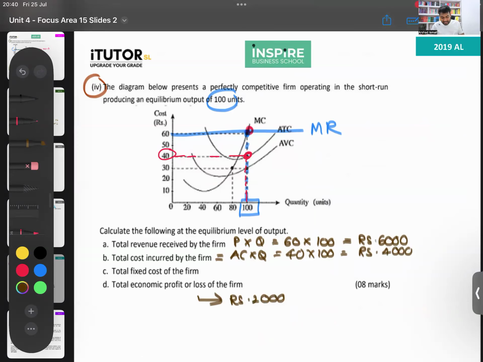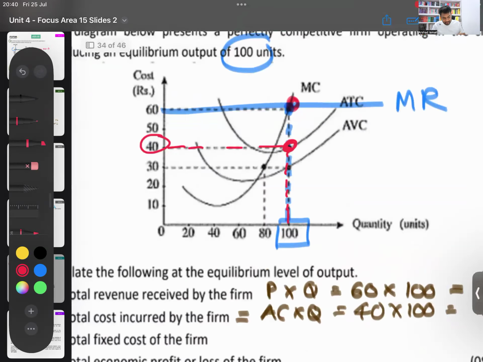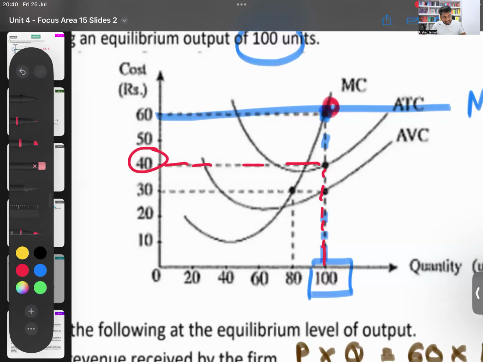Now we come to C. C is asking for total fixed cost. You can do this in multiple ways. One is you can find the average fixed cost multiplied by number of units. Or you can find the total cost and total variable cost, then you know the balance is the fixed cost. Either way, it's okay. Anything is fine. So shall we do the first method? How much is the average fixed cost, Lamai? Average fixed cost.